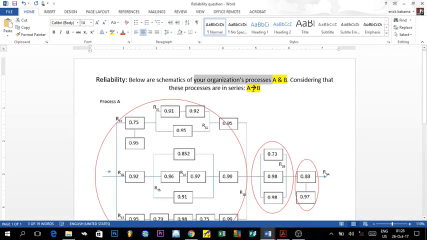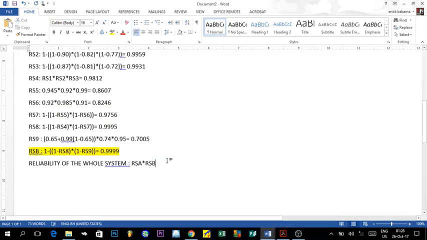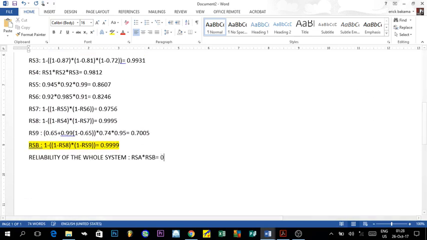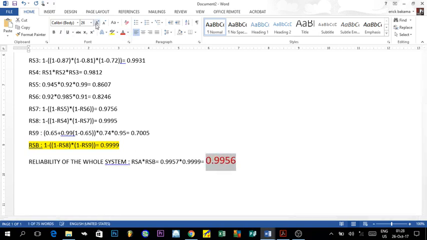They could have said it was in parallel, and we would have used another formula, but in this case they're in series. Based on our final answer, we get 0.9957 times 0.9999, and the value that we get is 0.9956. This is the final answer to this model, and this is how we get it.